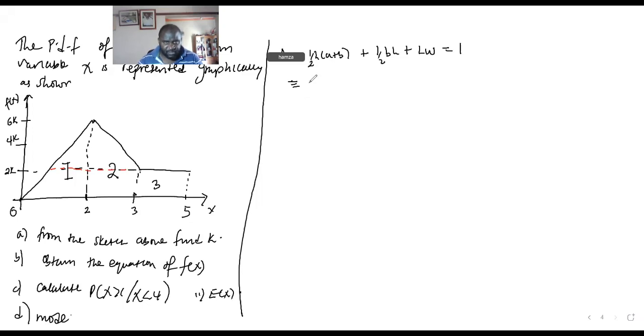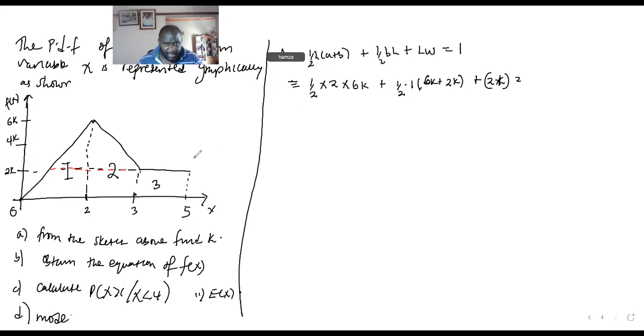Now, the first triangle is a half, its base is 2, its height is 6K, plus the trapezium, its height is going to be 3 minus 2. You get 1, which is a half times 1. The longest side is 6K, plus the shortest side is going to be 2K. Then lastly, plus a rectangle, which is going to give us 2K times 2.